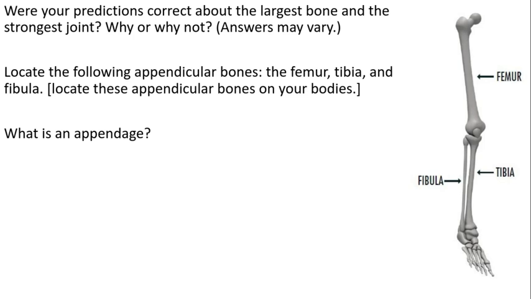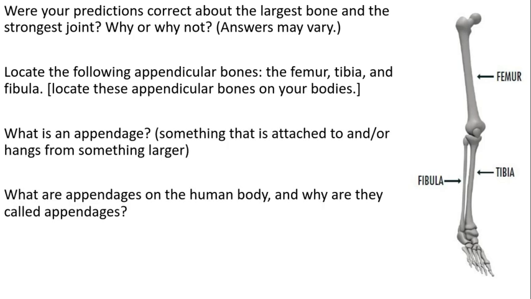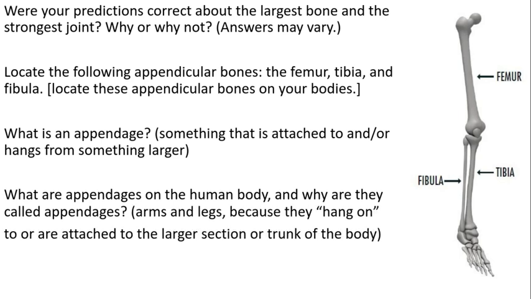What is an appendage? An appendage is something that is attached to or hangs from something larger. What are appendages on the human body, and why are they called appendages? Your appendages are your arms and legs, and they're called appendages because they hang on to or attach to the larger section or trunk of your body. They're connected to your axial bones.